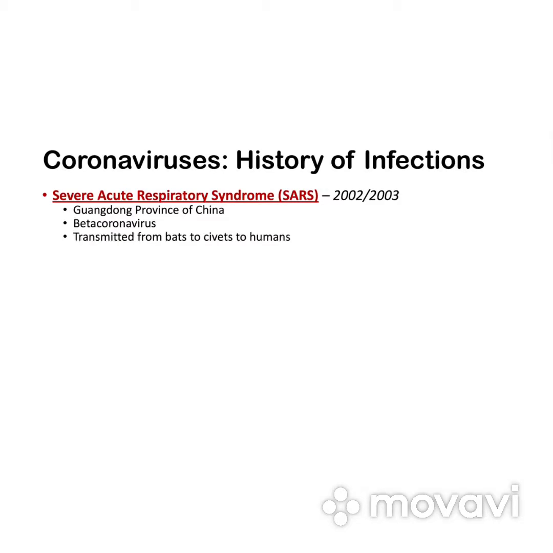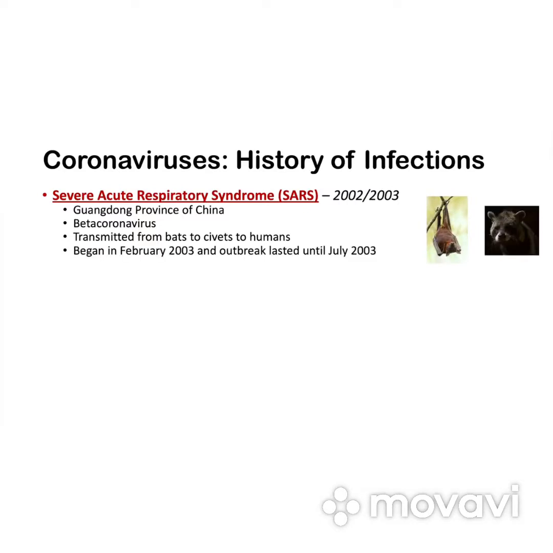And what seems to have occurred is that this particular coronavirus, SARS, was transmitted from bats to civets to humans. So from bats to civets and all the way to humans. This led to a worldwide outbreak, and the outbreak was recorded as early as February 2003, and it seemed to have lasted until July of 2003. And there were more than 8,000 recorded total cases and 774 deaths, with a fatality rate of 9.6%.